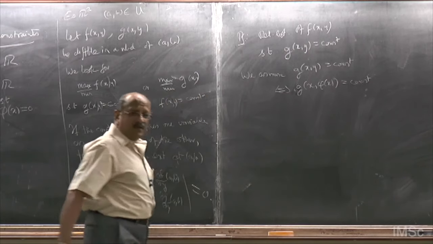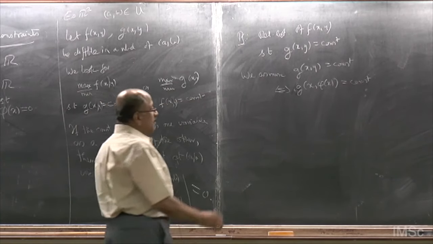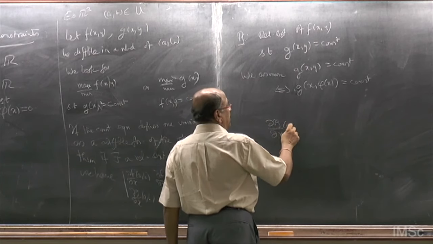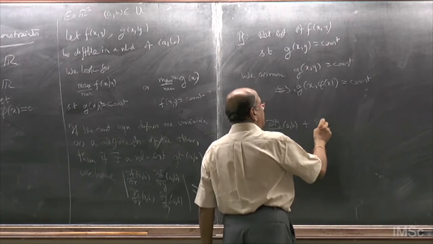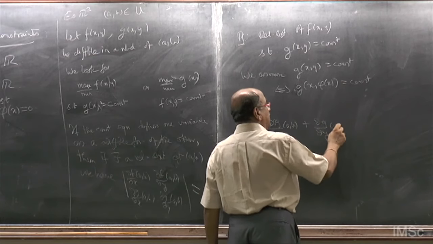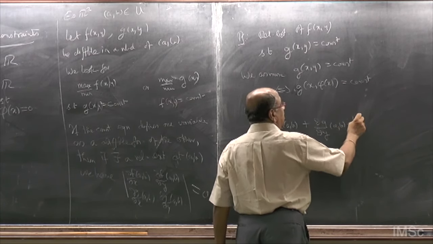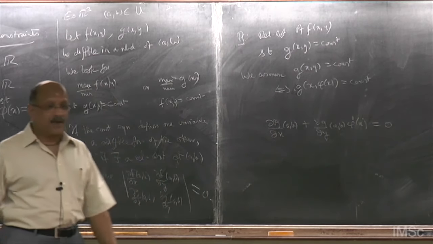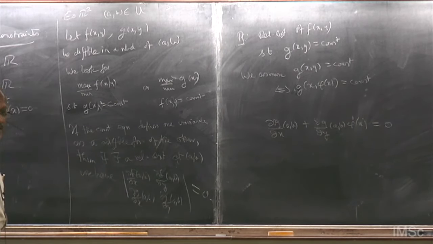So, let us differentiate this relationship. You get dg by dx at (a, b) plus dg by dy at (a, b) times phi dash x equal to 0. I am differentiating with respect to x. We have done this several times, implicit differentiation. When you have a function inside, the chain rule tells you that you should get dg by dx plus dg by dy times phi dash x.